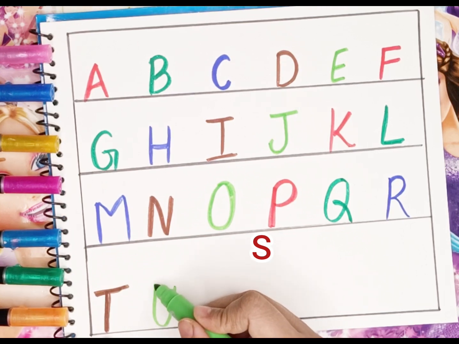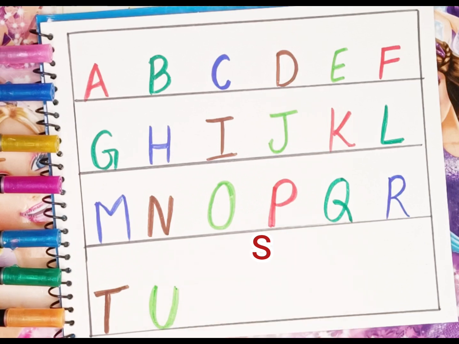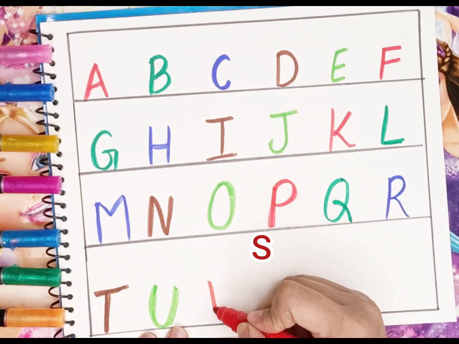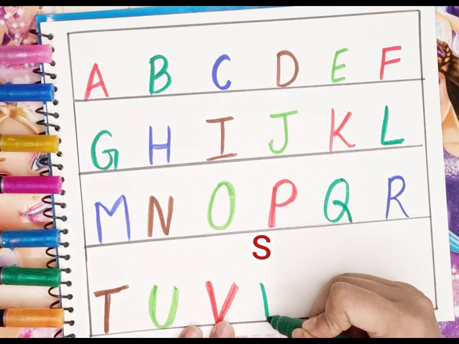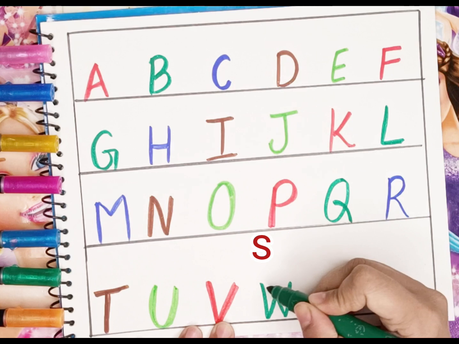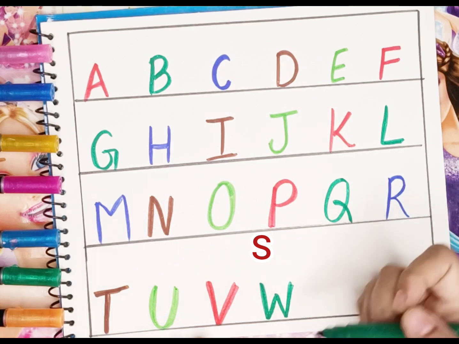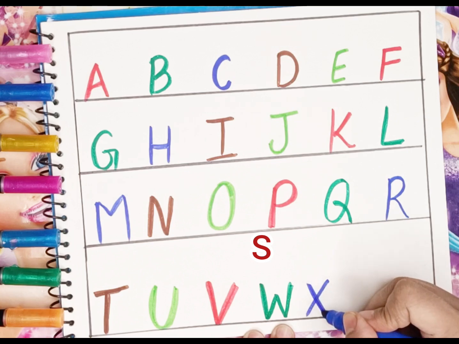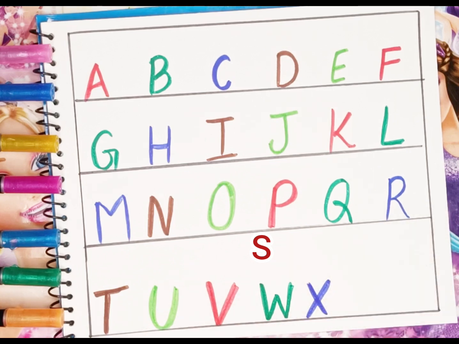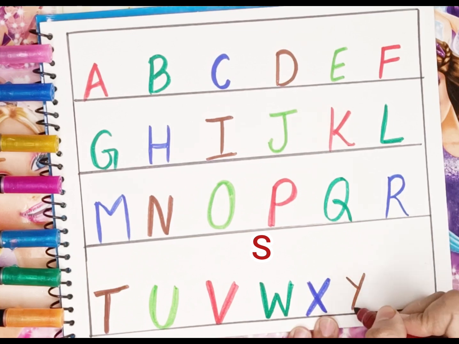U for umbrella, U for umbrella. V for van, V for van. W for watch, W for watch, blue color. X for x-ray, X for x-ray, brown color.